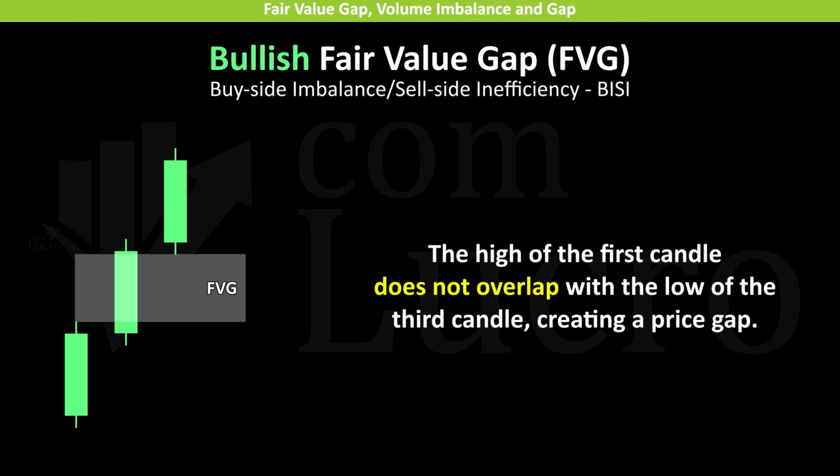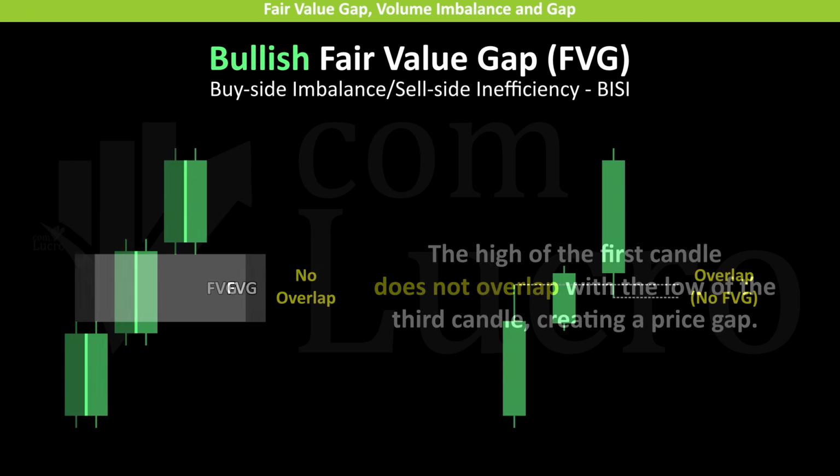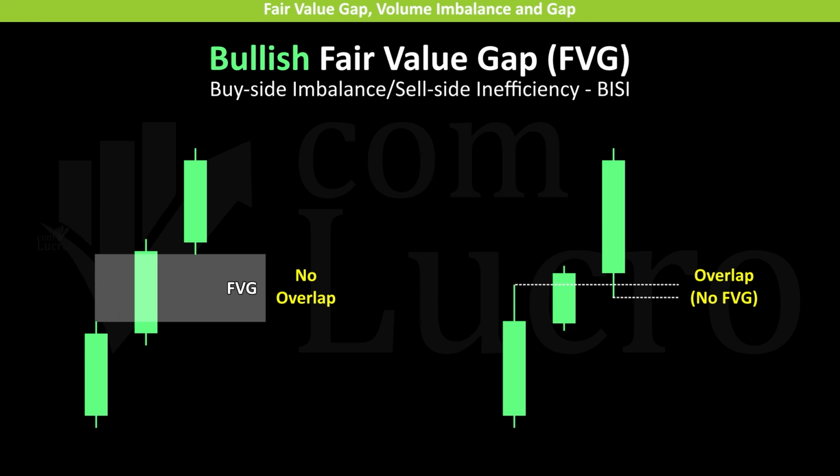To make this clearer, let us compare 2 price movements, one where a fair value gap is present and one where it is not. On the left, there is no overlap between the upper shadow of the first candle and the lower shadow of the third candle, which creates a fair value gap. On the right, the upper shadow of the first candle overlaps with the lower shadow of the third candle.